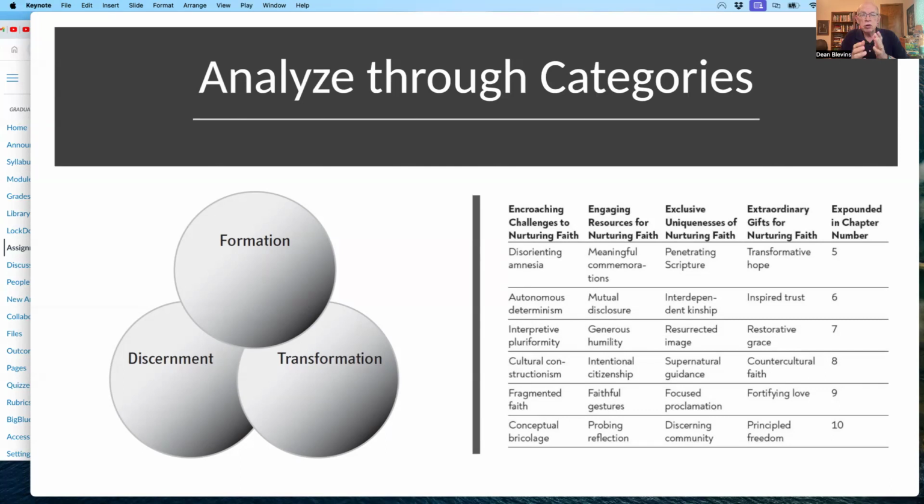All you have to focus on are: what are those meaningful commemorations? When does mutual disclosure occur? What does generous humility look like? How about fostering people toward intentional citizenship? Are there certain types of faithful gestures that occur? And when are people actually brought into probing reflection? There are chapters that unpack each one of those if you want to use those as opposed to Foster's 4 or Blevins and Maddox's 3.